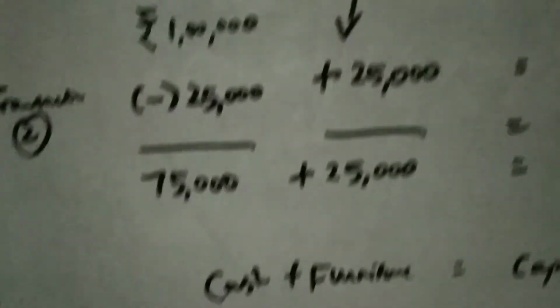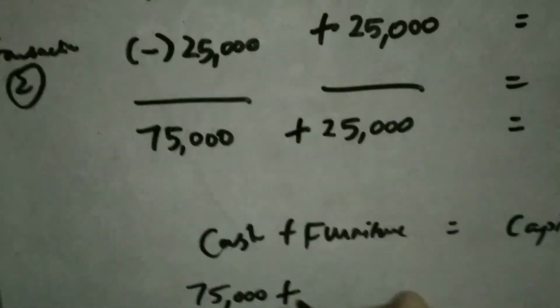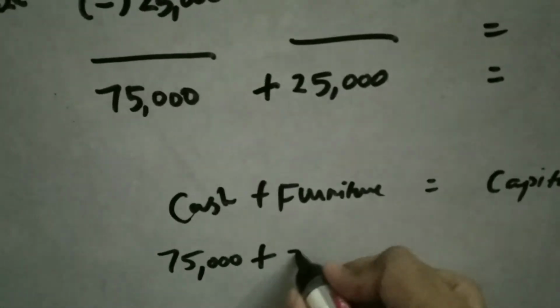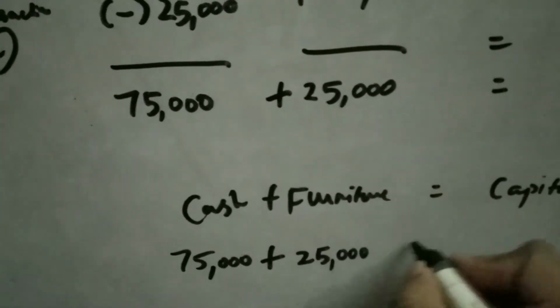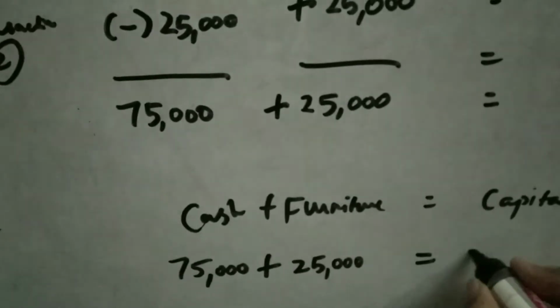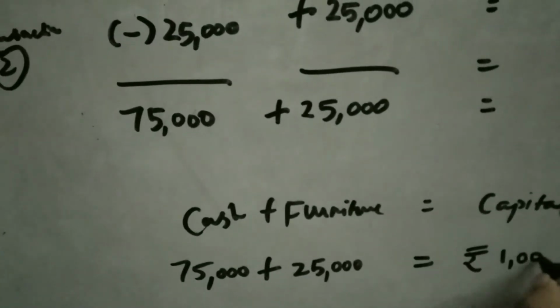75,000 cash plus 25,000 worth of furniture, which is equal to our 1 lakh of capital.